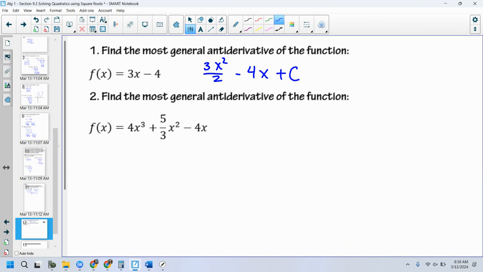I really don't care if you put it as a 3/2 or 1.5. You put that 3/2 out front, leave it as a fraction like that. Really don't care. Whatever you want to do there. Just make sure if you leave it as a fraction, make sure it's a reduced fraction.